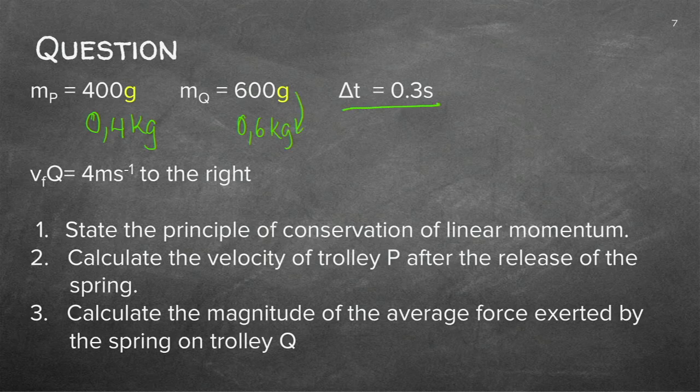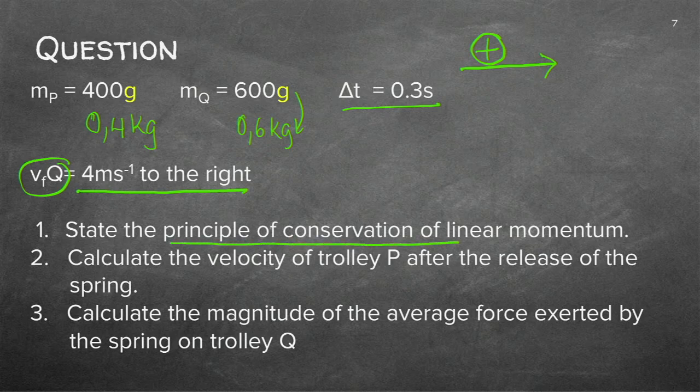As I said to you, write down the information they provide to you. They said the velocity of Q is 4 meters per second to the right. So what I do immediately, I indicate to the examiner that I'm choosing to the right as my positive direction. The questions.